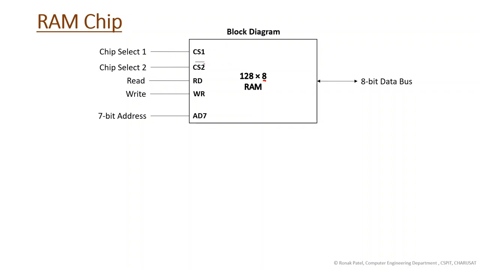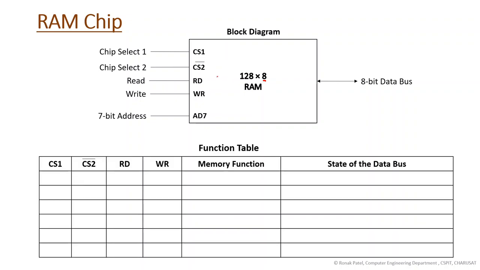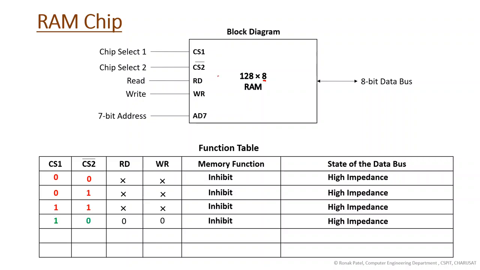So this will reduce your inverter gate, right? For 1 you want to enable, you can use this one. For 0 if you want to enable your chip, you can use this one, right? And you can use both as well, right? If there is a combination of RAM and ROM both. And we have seen the function table, right? So when it is 0 0 0 1 1 1, right, the memory function is inhibit, and your data bus will be in high impedance state, means no use of signals at this level.